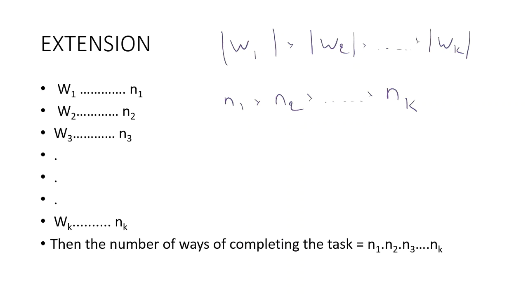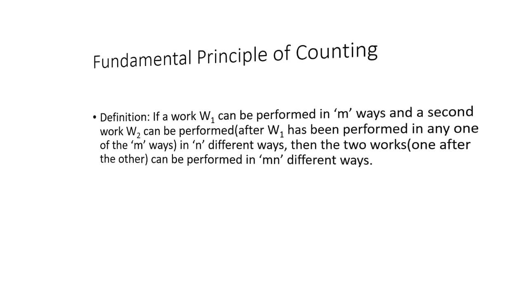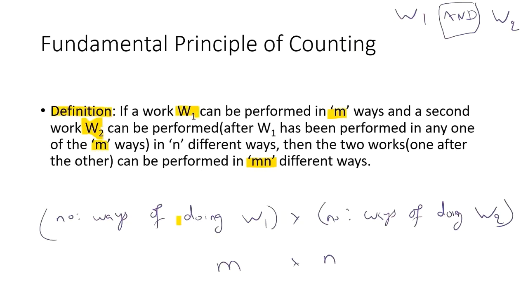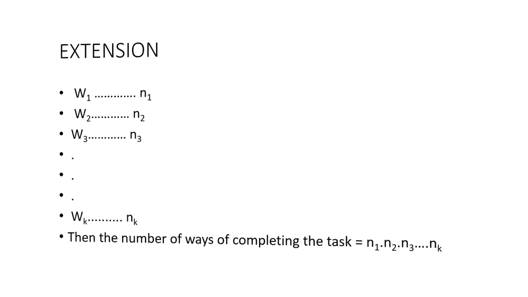So this is an extension of the fundamental principle of counting. In the definition, we have seen only for 2 works, but we can extend it to a finite number of things. If you extend it to a finite number of things, this is the formula.